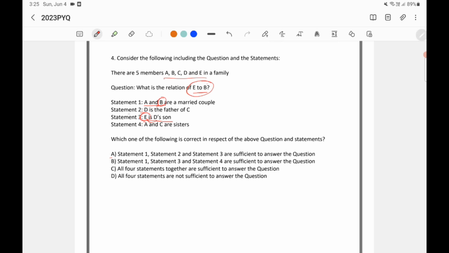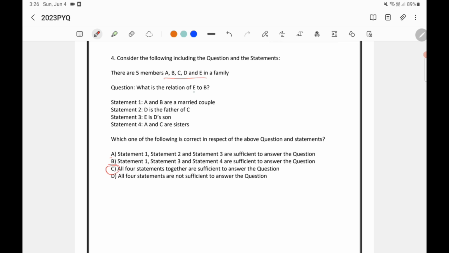So using statement 2 we can connect D to C, and using statement 4 we can connect A to C, and using statement 1 we can connect A to B. So from just analyzing the statements we can say that all statements will be required. You got it? So actually the answer was C, all 4 statements are required to answer the question. How did I get it? Just by logic. I haven't done anything, right?